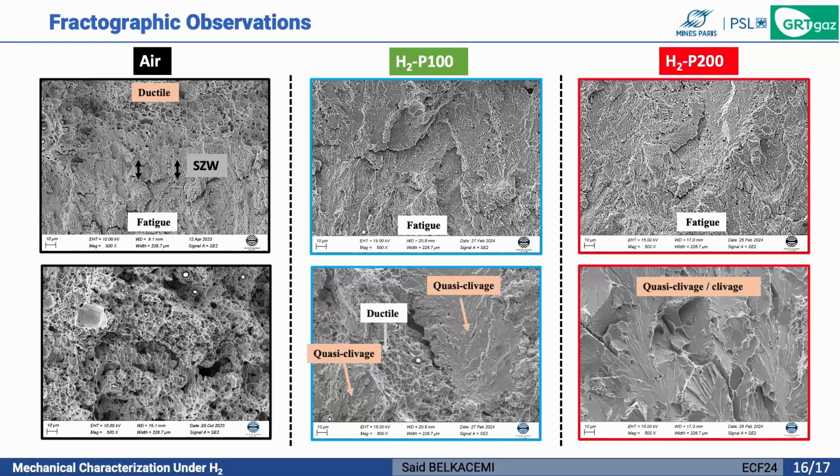If we compare now 100 and 200 bar, we see that in the two cases, we have the mixed fracture mode. We have the presence of dimples, but we have also the presence of quasi cleavage. And the difference between 100 and 200 bar is the fraction of the quasi cleavage between the two specimens.